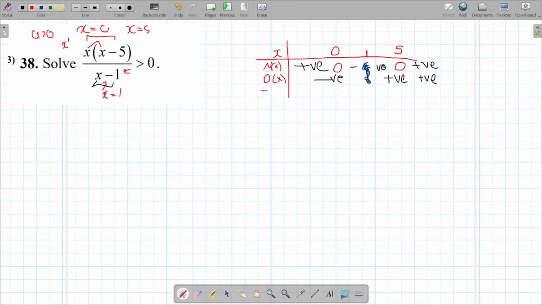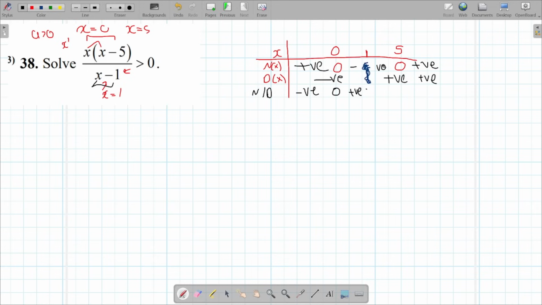Now we study the sign of the division. We got the numerator, we got the denominator. We study n over d. Positive divided by negative is negative, right? 0 divided by negative, that's 0. This negative continues on for the whole thing. Negative divided by negative becomes positive.